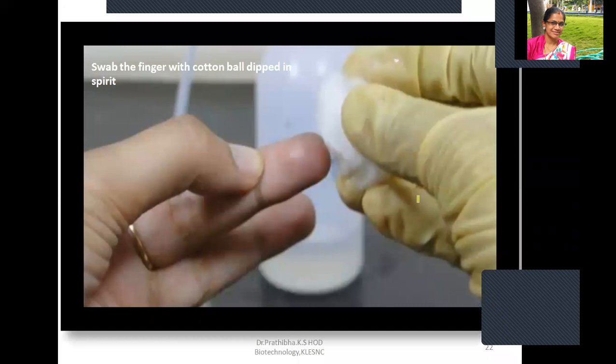To perform the experiment, first swab the finger with a cotton ball dipped in spirit. Take this sterilized cotton ball, dip it in the spirit, and wipe the upper surface of the finger. That wiping of this entire region is known as swabbing. You are going to clean this entire area using 70% alcohol.